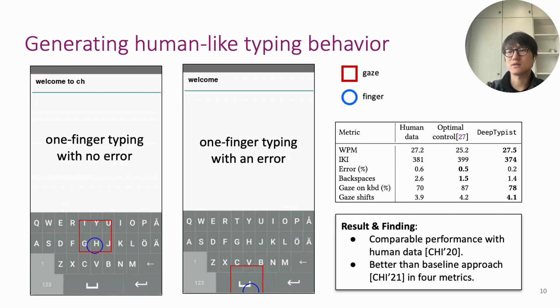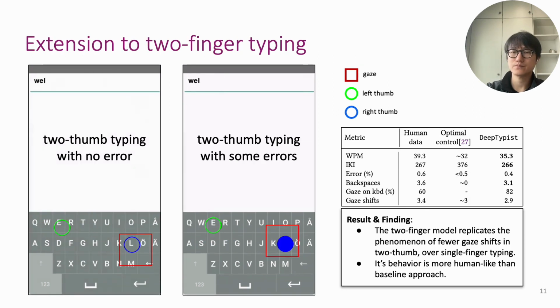According to metrics, the simulation results are comparable to human ground truth and better than the baseline approach. Thanks to the modular architecture, we can easily extend the model to support two-finger typing. It successfully replicates the phenomenon of fewer gaze shifts in two-finger typing than single-finger typing. As it does not use rule-based finger-to-key mapping, it performs much better than the baseline approach.